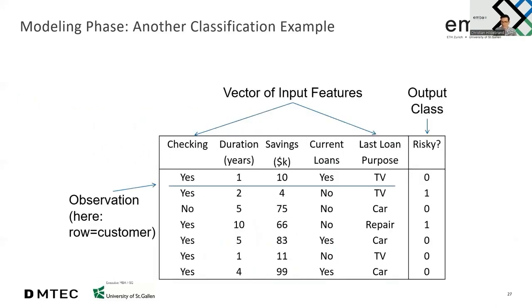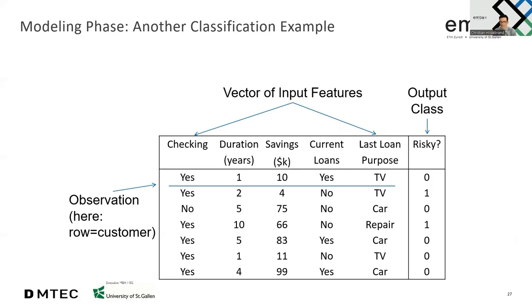So here's yet another example. So let's think about credit default. So you have some banking data. You have whether a person has a checking account, the duration that the person is a customer, the savings information, whether the person is covering loans, what was the last loan purpose. And they want to classify to which extent that might be a very risky client. And what we have here, and that's the way the data would be represented, we have a bunch of inputs or features that you see here by columns, the checking account, duration, and so forth. And we have one outcome that we want to predict.